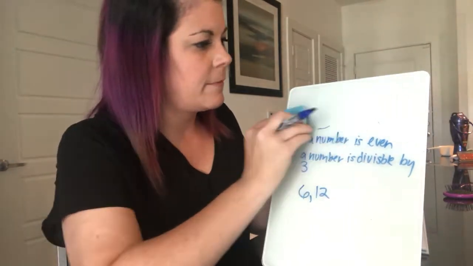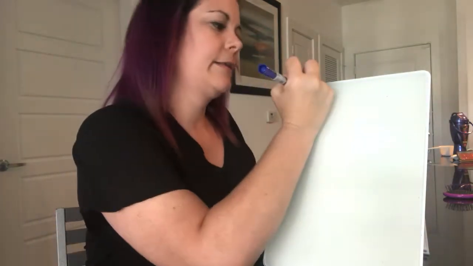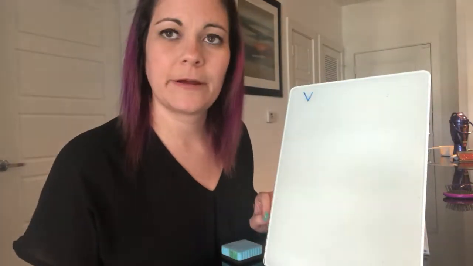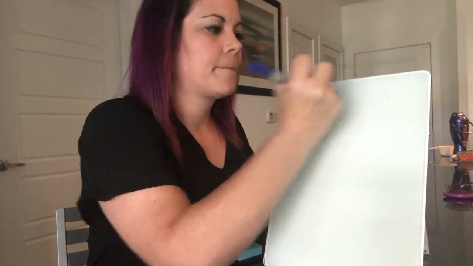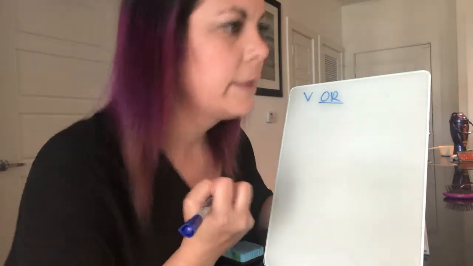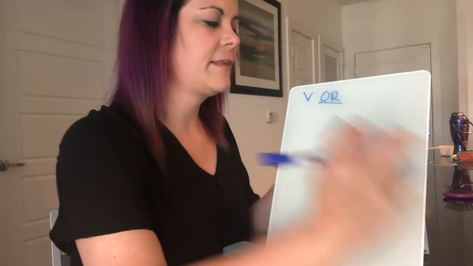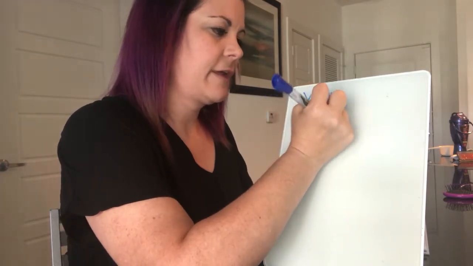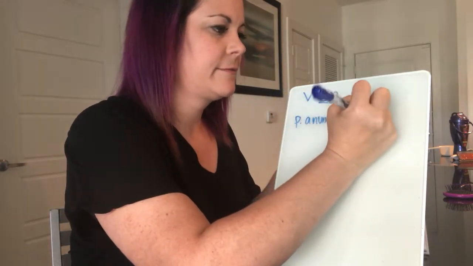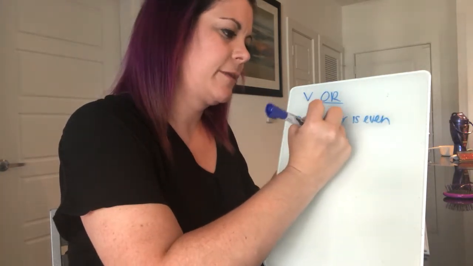Another symbol that you might see in a conditional statement is the upside down carrot top, a V, and this means or. So if I had the same P, a number is even, and Q, a number is divisible by 3.